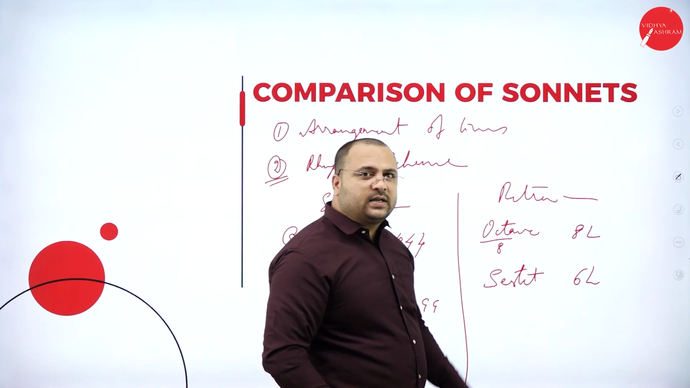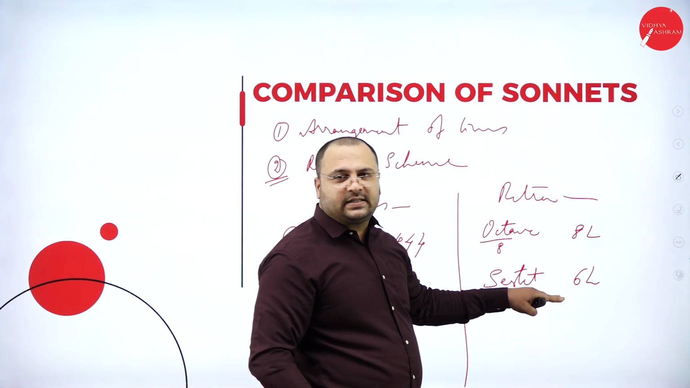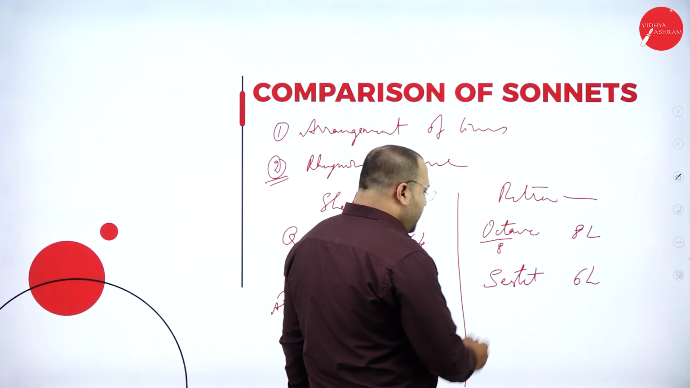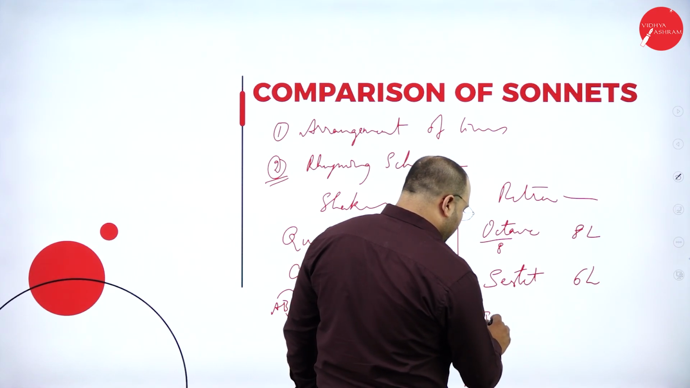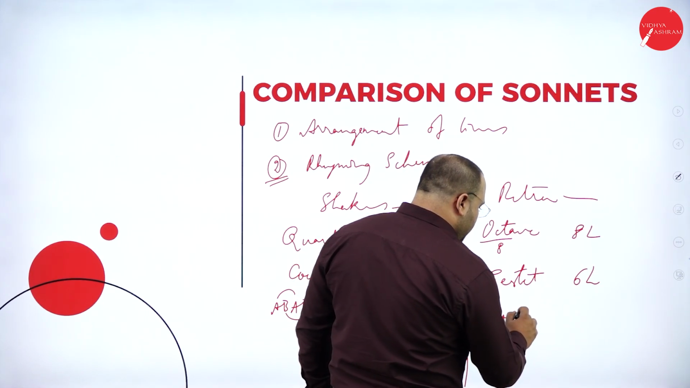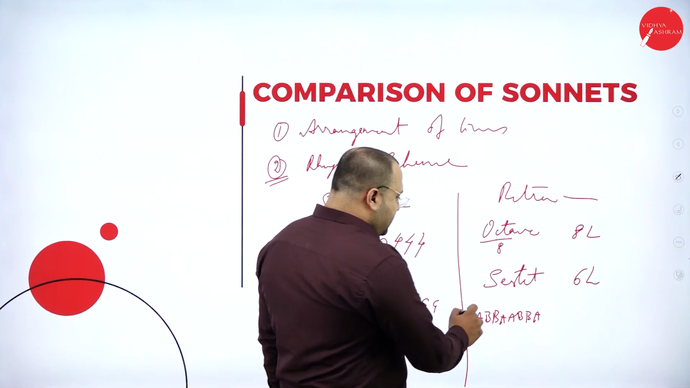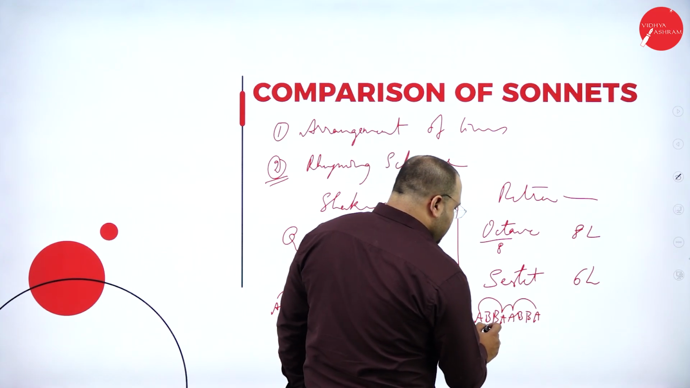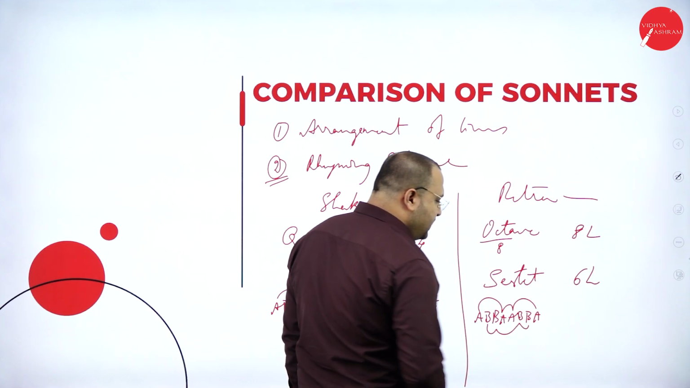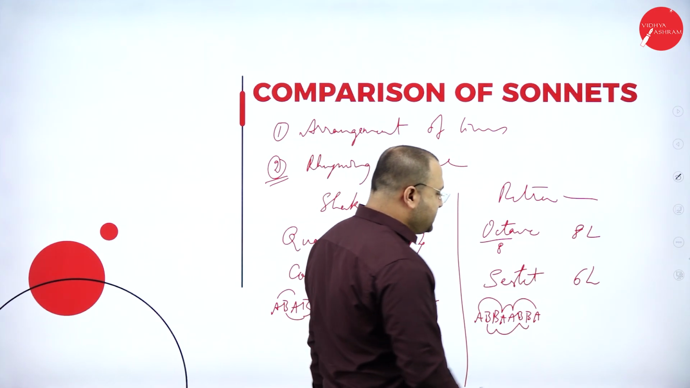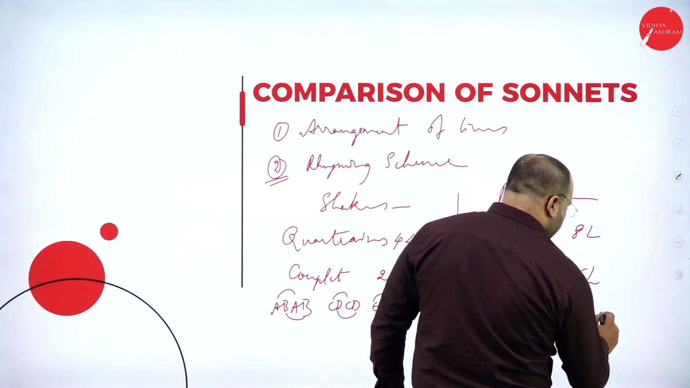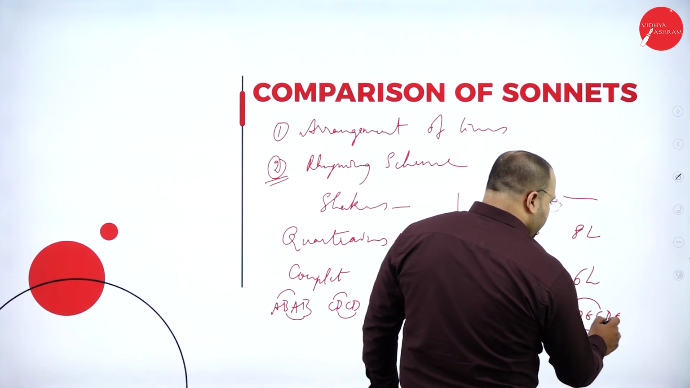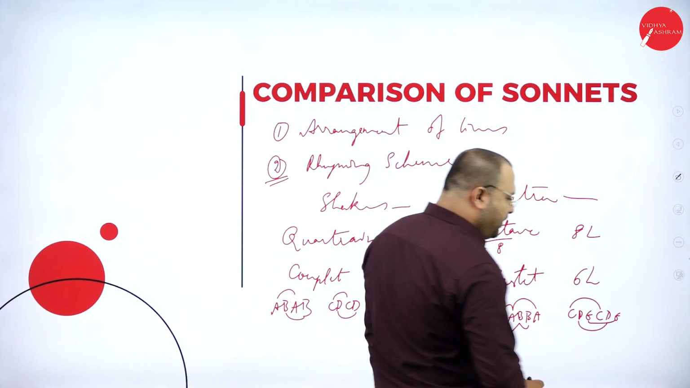Then, coming to the Petrarchan type of sonnet, you have 8 lines in the first stanza and 6 lines in the second stanza, that is octave and sestet. So what is the rhyme scheme of the Petrarchan type of sonnet? It would be represented like this: ABBAABBA for the octave. That means lines 1, 4, 5 and 8 rhyme with each other. Lines 2, 3, 6 and 7 rhyme with each other. What about the sestet? The sestet is like this: CDECDE. So the first and fourth lines, second and fifth lines, third and sixth lines rhyme with each other.